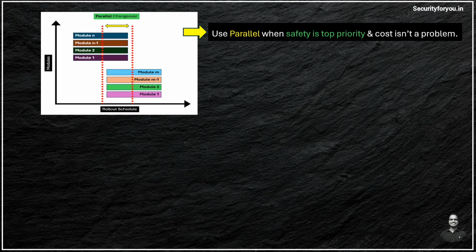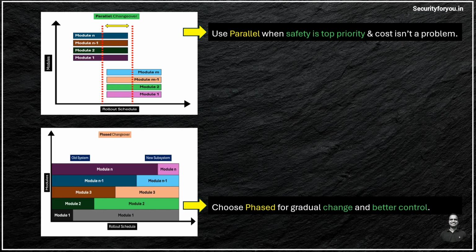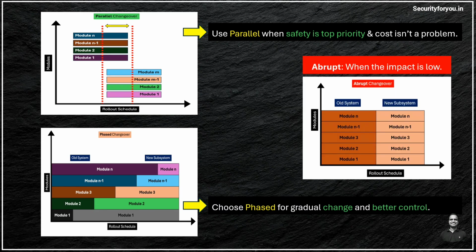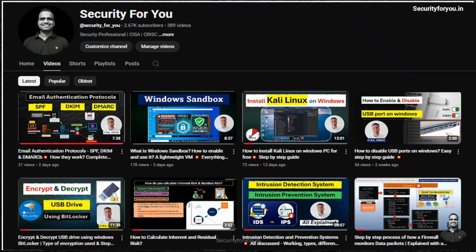So, just to summarize, use parallel changeover when safety is top priority and cost is not a problem. Choose phased changeover for gradual change and better control. Go for abrupt only when you are confident, prepared, and the impact is low. And always have a rollback plan ready. So guys, this is all we have for today.